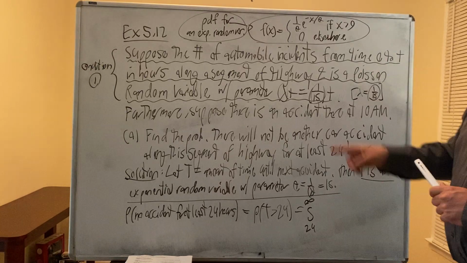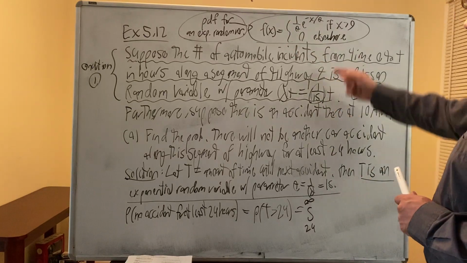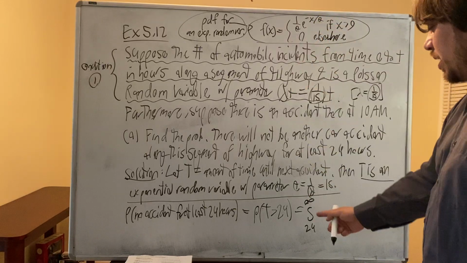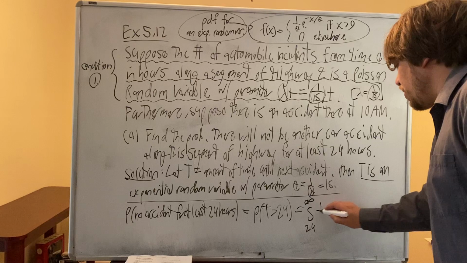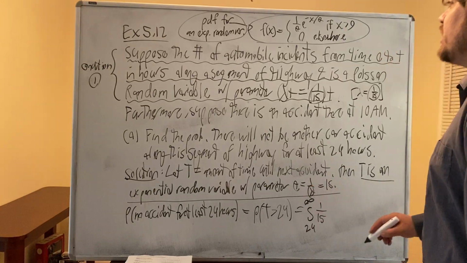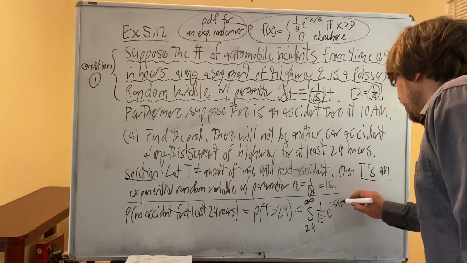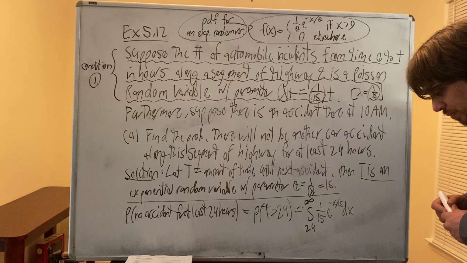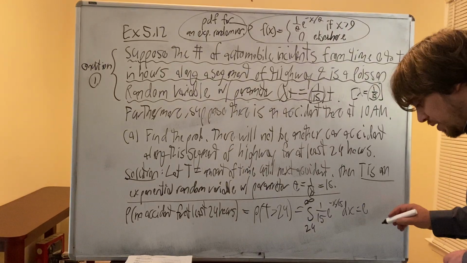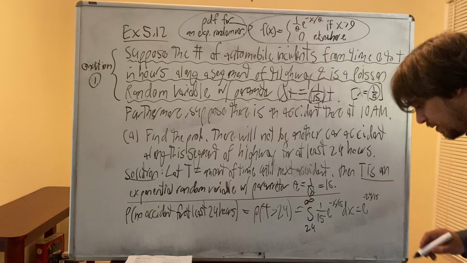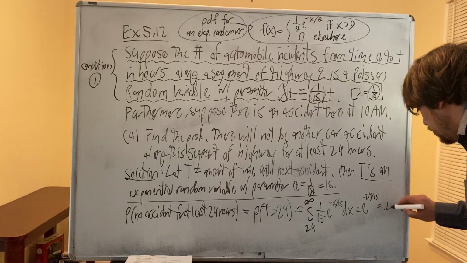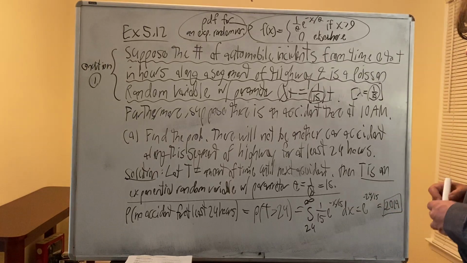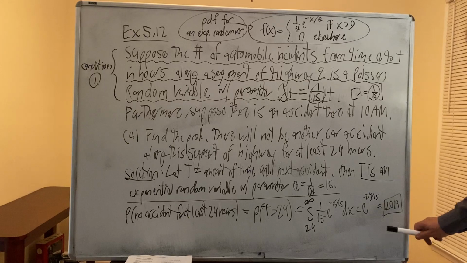And so here, we're going to take the integral of that. Since from 24 to infinity x is always positive, that's the integrand on the entire interval. So it's 1 over theta, theta is 15, so it's 1 over 15 e to the negative x over 15 dx. And that's equal to e to the negative 24 over 15, and that's equal to 0.2019. And that's the answer. Okay? That's the answer to A.